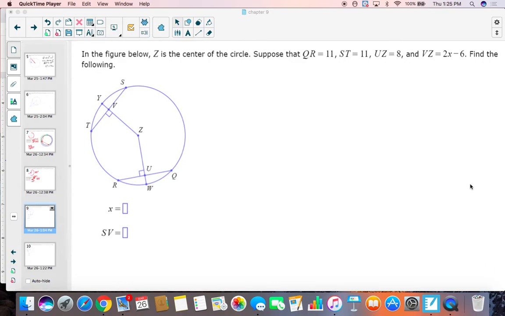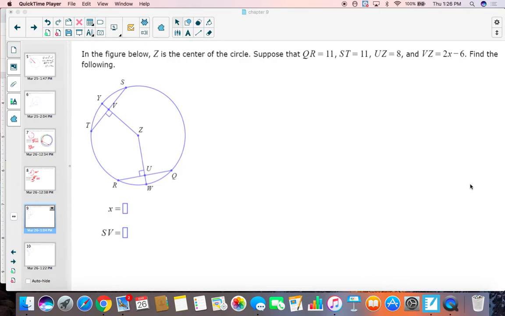Alrighty, in the figure below, Z is the center of the circle. Suppose that QR equals 11, ST equals 11, UZ equals 8, and VZ equals 2x minus 6. Find the following. So let's go back.